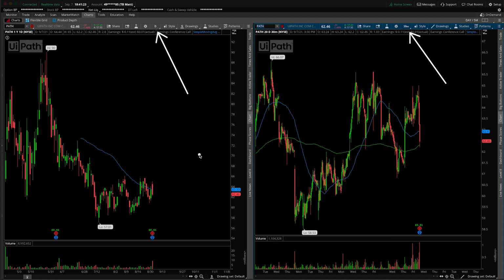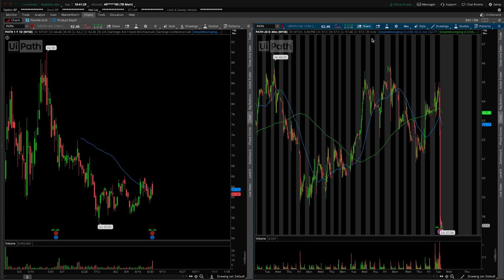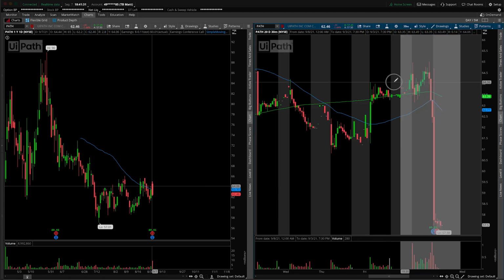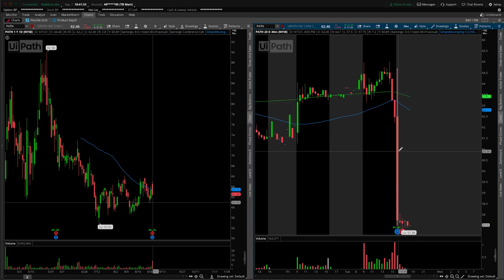On the left-hand side, we have the daily time frame, and on the right-hand side, the 30-minute intraday time frame. First thing I need to let you know is that they did give us an earnings announcement after the bell today, so let's flip on the extended hours session and see what's going on with the number. Without even zooming in, you can clearly see a big red candle to the downside.